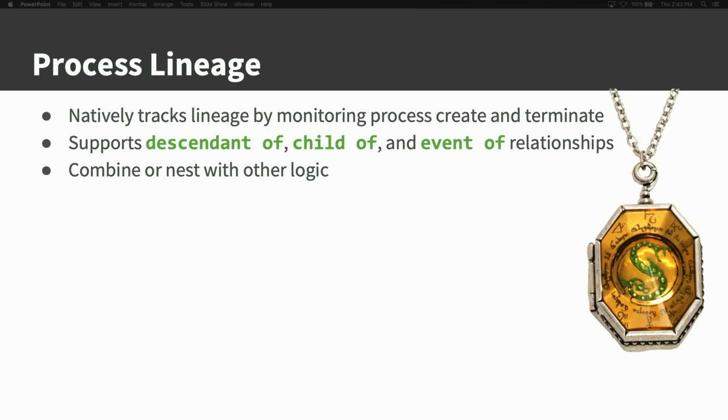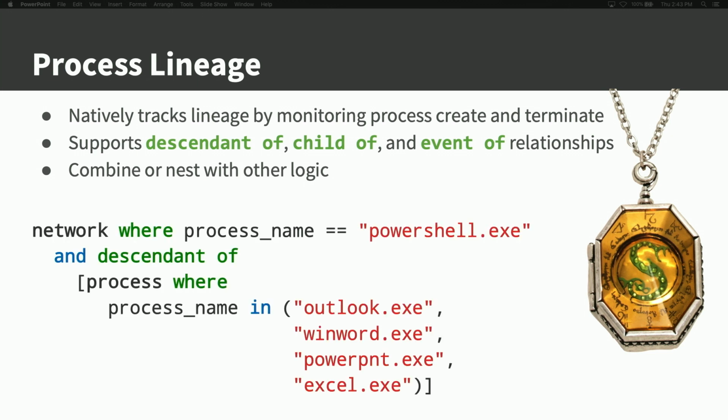We can also do stateful and really complex questions really easily, and we're using process lineage. So I could say, maybe I want to look for a spearphishing document that came from Office, came from Word, then it was a PowerShell that reached out and made a network connection. I could actually express that just like this. So it's a network event coming from PowerShell, and it's a descendant of Office.